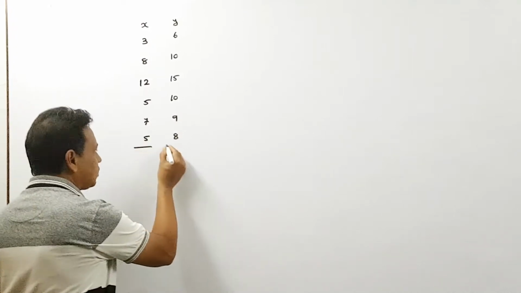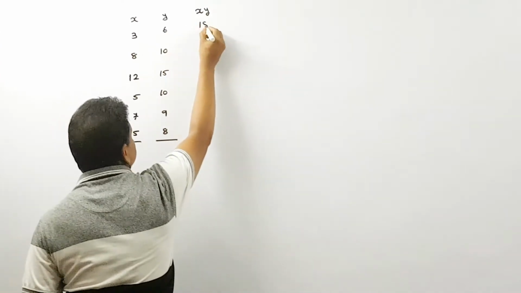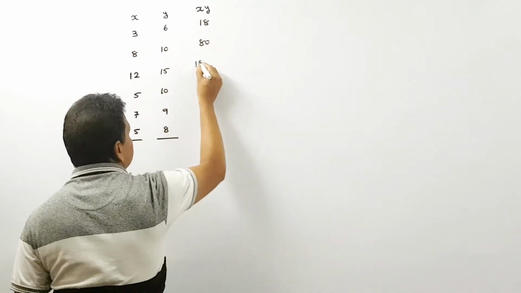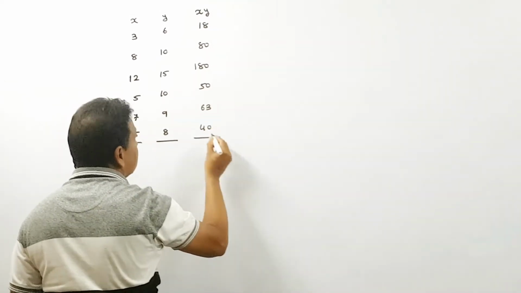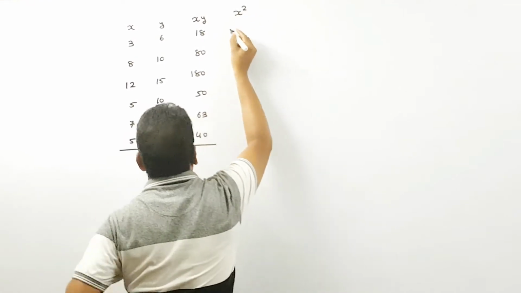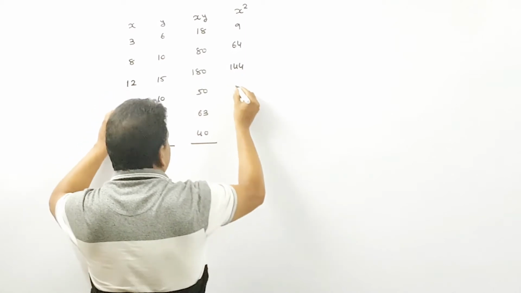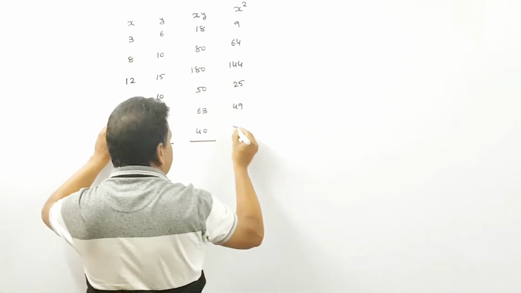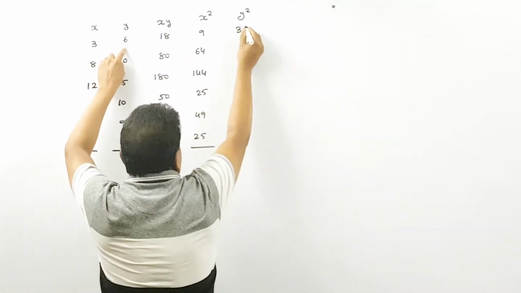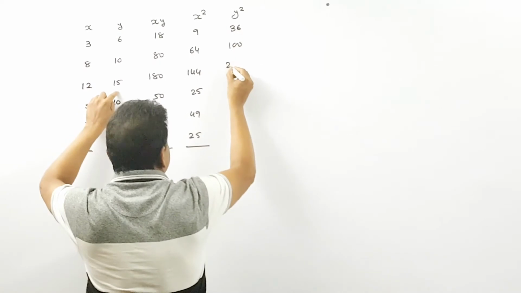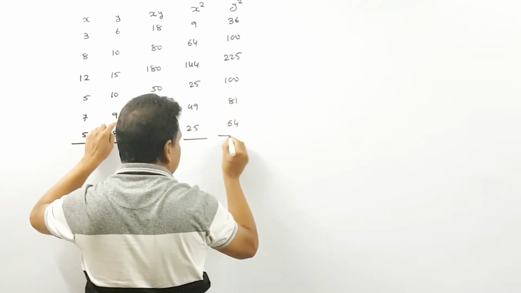So get the total of this column and then the product X into Y. 6 3s are 18. Here is 80. Here is 180, 50, 63 and 40. Then square it, X square. It is 9, 64, 144, 25, 49 and 25. Then Y square: 36, 100, 225, 100, 81 and 64.